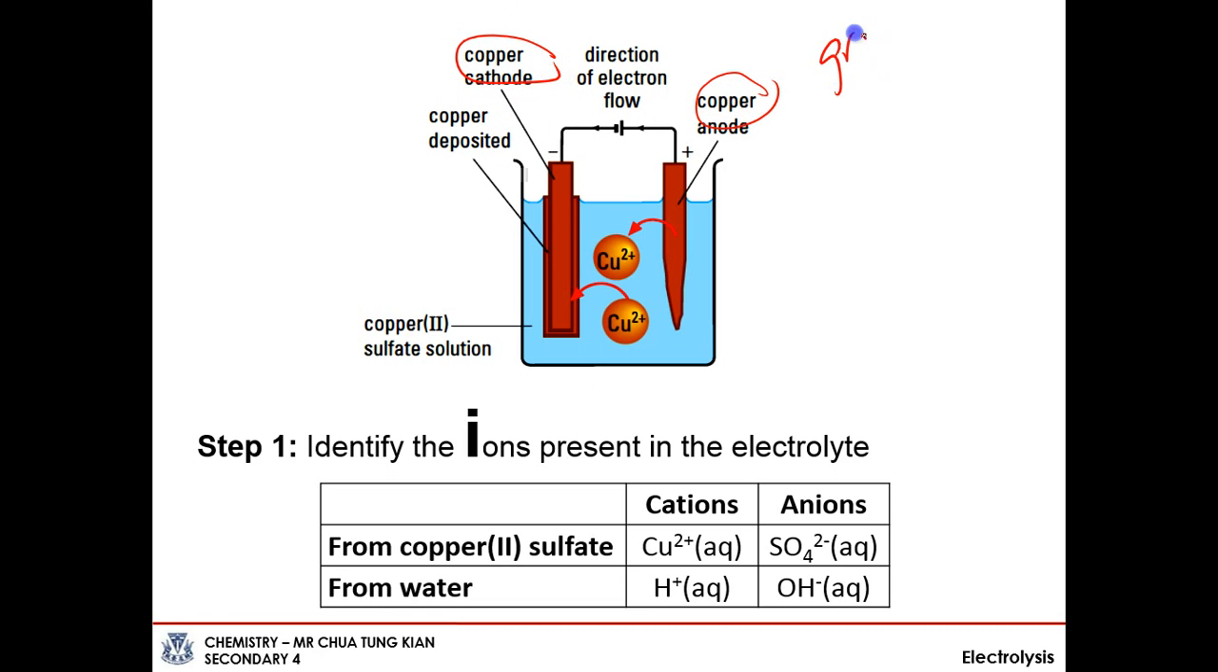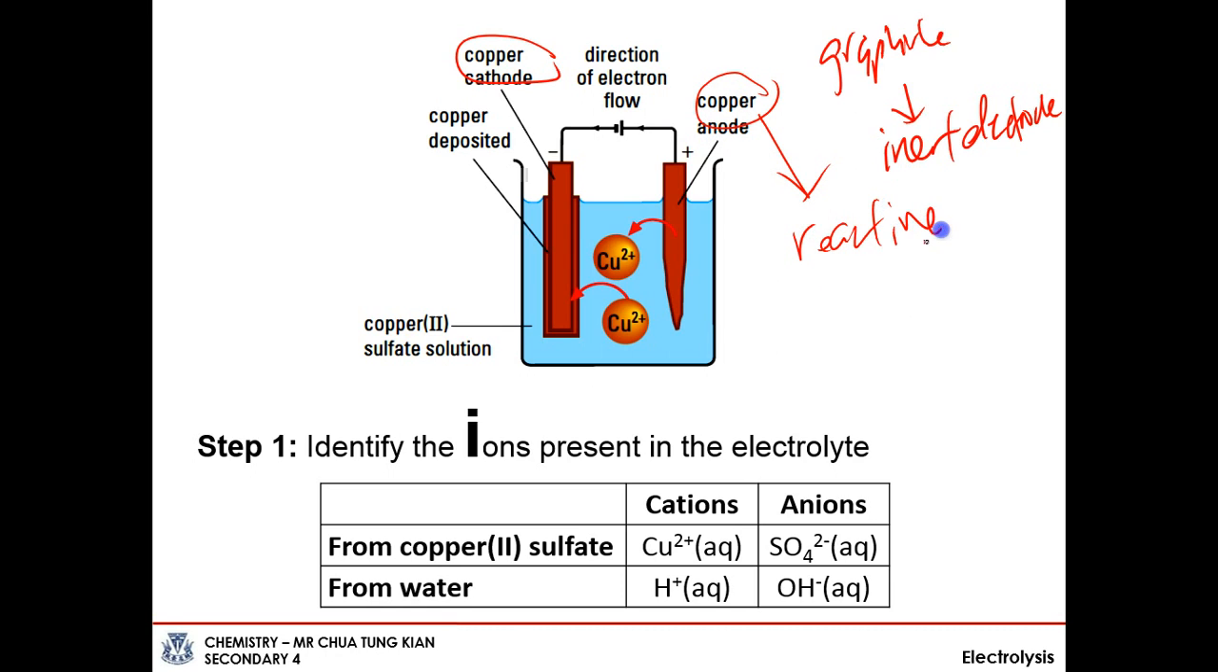So graphite is what we call inert. It is used to make an inert electrode. Copper in this case behaves like a reactive electrode. So why is it reactive? If you look at this diagram here, you notice that the copper anode appears to be a bit smaller here. Seemingly it has dissolved during this reaction. So this is how it plays a part in the reaction.